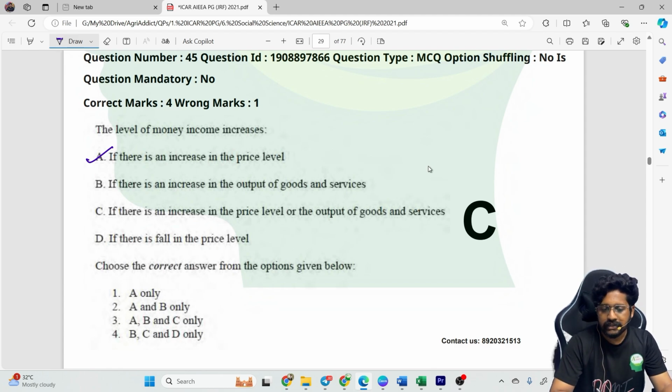And the second one is an increase in the output of goods and services. Obviously, when the output of goods and services increases, the productive capacity is increasing, the investment will be increasing, and the money income will also be increasing. So in the second scenario also, the money income will rise. What about the third one? An increase in the price level or the output of goods and services is nothing but A and B combined, so C also will come.